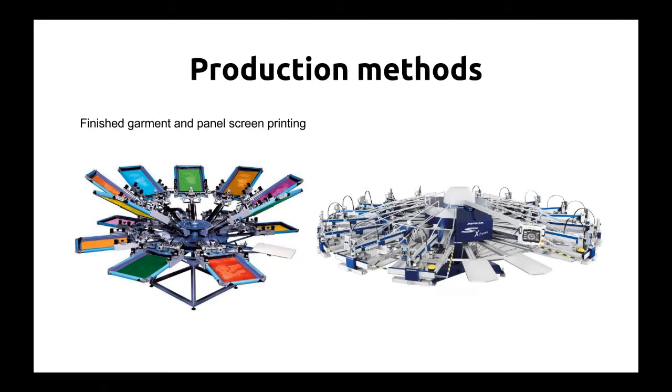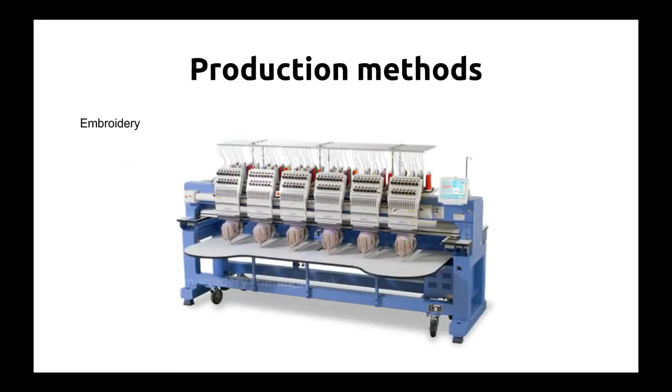For finished garments and for panels, when they're getting sewn up, obviously there are different printing techniques. So we have a manual and an automated screen printing carousel here, which I'm sure you'll all be familiar with. And then also we have the embroidery side and how this would work for decoration of garments.